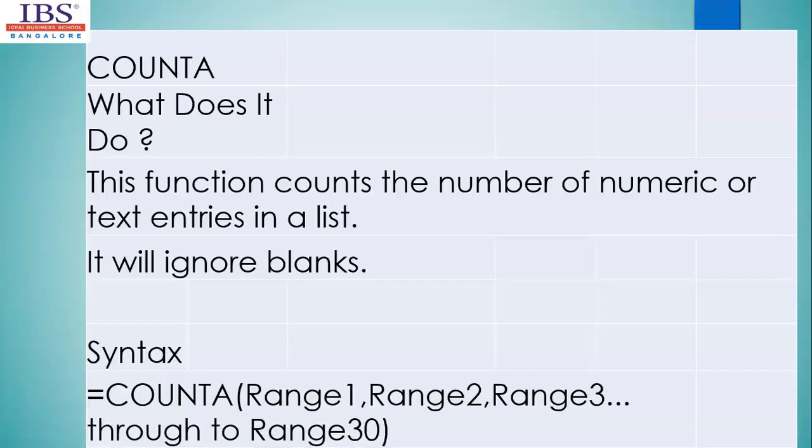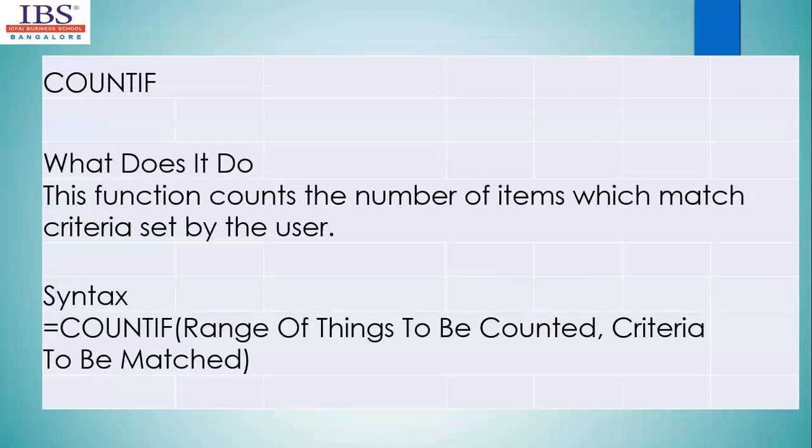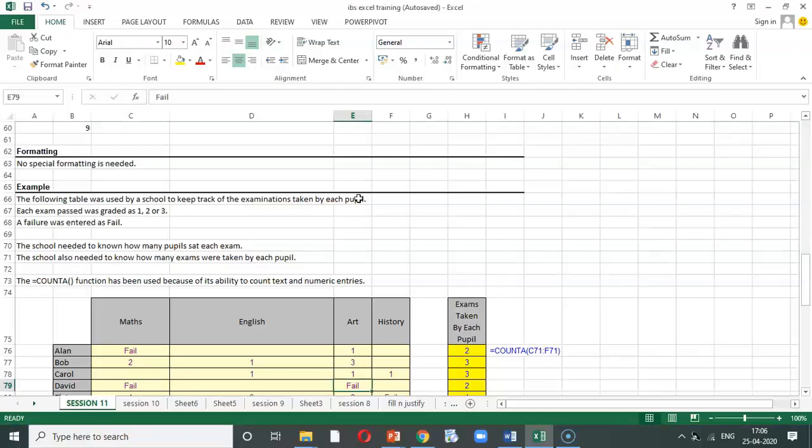We are moving forward to the next type called CountIf. What does it do? This function counts the number of line items which match criteria set by the user. CountIf counts the number of cells containing number, text, or date under a condition, and this is possible only if the criteria are met. We shall see this with the help of an example.